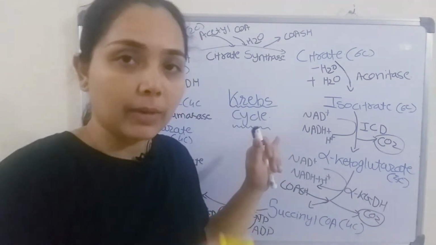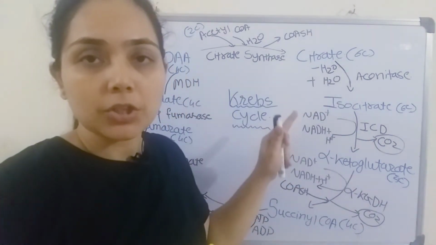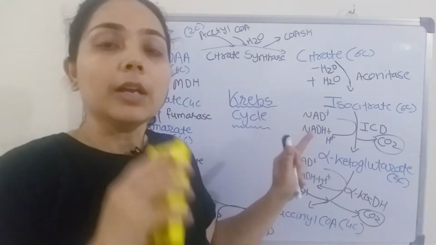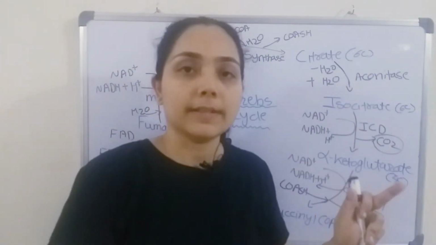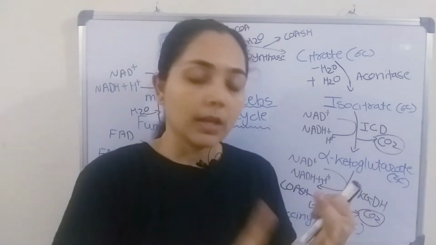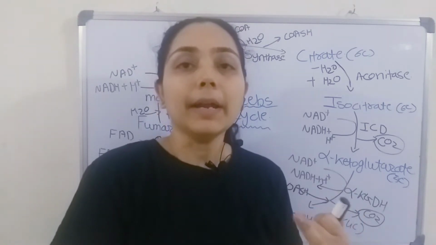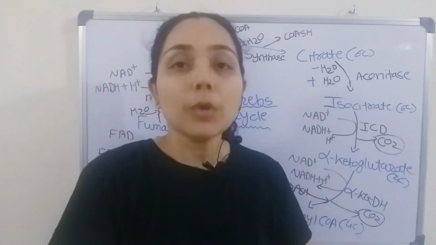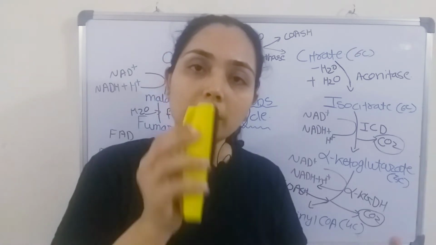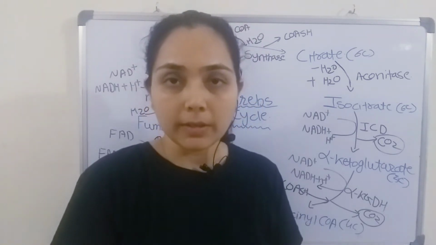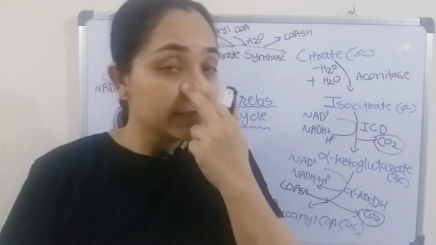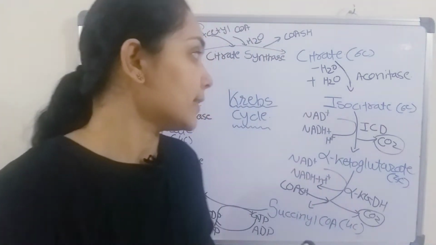In my last class we had seen all the reactions of the Krebs cycle, which has 8 enzymatic steps. Today we will continue our discussion on the Krebs cycle: the regulation of the Krebs cycle, inhibitors of the Krebs cycle, and the amphibolic role of the Krebs cycle. Amphibolic means the Krebs cycle is both catabolic as well as anabolic, right? So that is known as an amphibolic role. So today we will discuss all these points. Let's start our discussion.